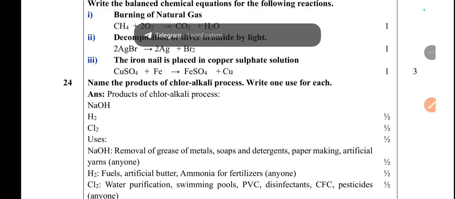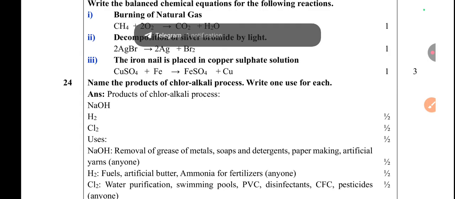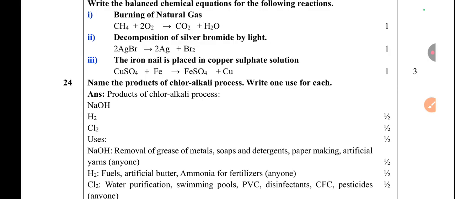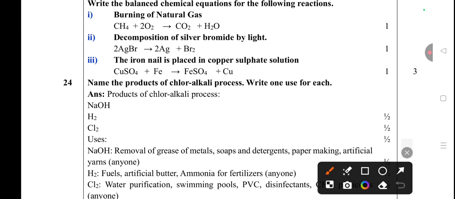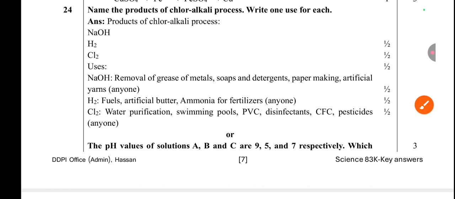Then next one, the iron nail is placed in a copper sulfate solution, CuSO4. Iron nail, Fe, reacts and gives FeSO4, because iron is more reactive than copper and it displaces copper. There is no need to balance this reaction, because here copper 1, here also 1, here also sulfate, here also sulfate, iron. There is no need to balance this reaction. Keep as it is.